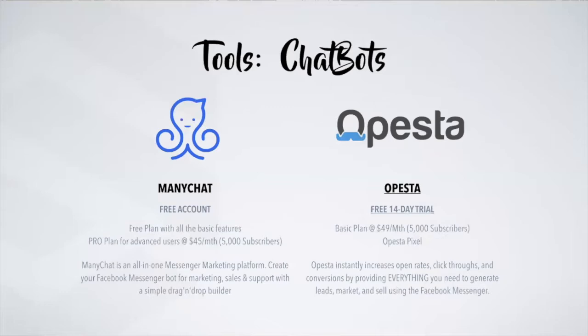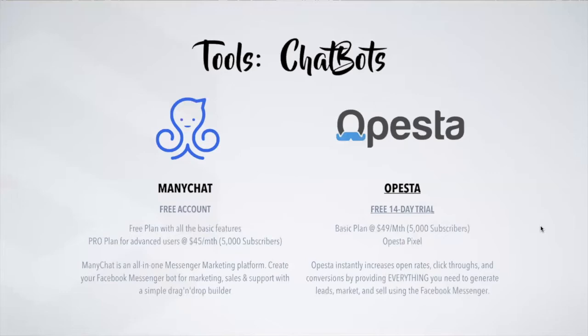My favorites are ManyChat and Opesta. I've been testing Opesta and I like it quite a lot. It's an up-and-coming platform. One of the most powerful things about Opesta is the Opesta Pixel. The basic plan, I'm going to look at that later on. It's very similar to Facebook Pixel, where it can integrate into the pages in my funnels, and it will be able to track and retarget based on the data that it collects.